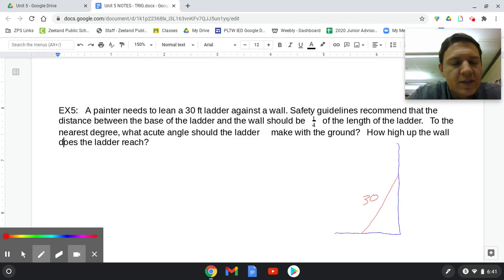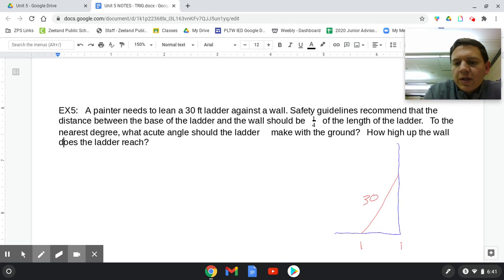All right, here's a quick example. A painter needs to lean a 30-foot ladder against the wall. I drew it there. The red part is the ladder. Safety guidelines recommend that the distance between the base of the ladder and the wall should be a fourth the length of the ladder. So the distance here to here should be a fourth of 30. Let's just multiply it. 30 times 1/4 gets us 7.5. So this leg of our triangle is 7.5.